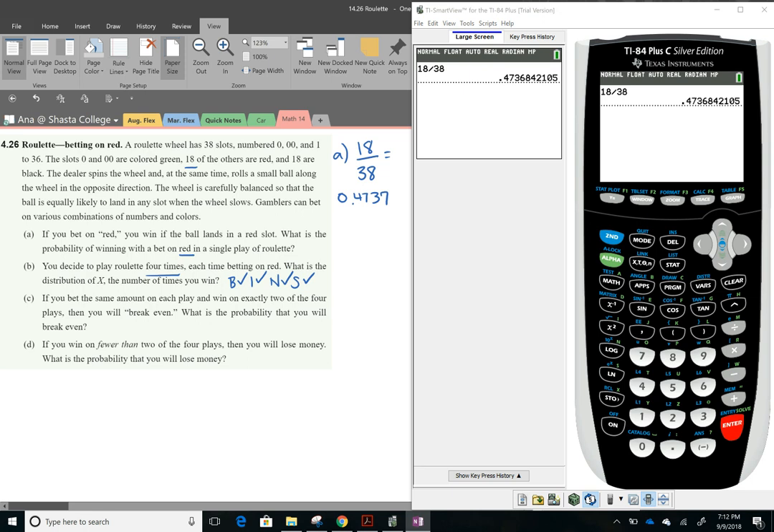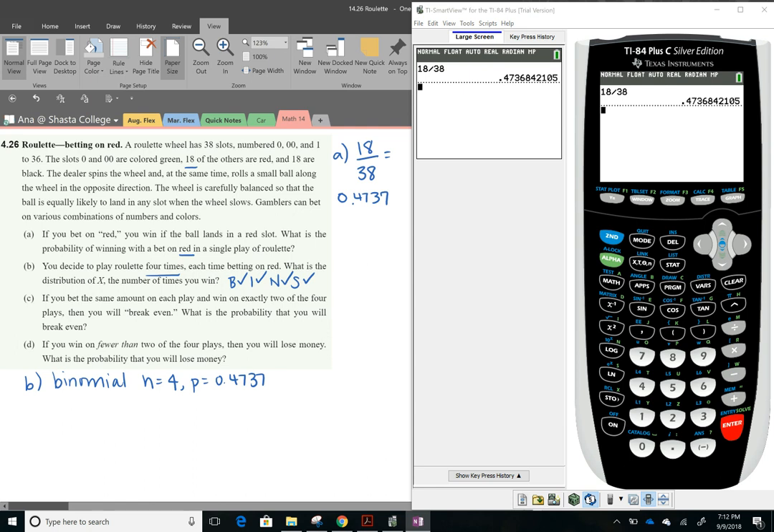This is a binomial setting, and the distribution of x, the number of times you win, is binomial with n equals 4 and p equals 0.4737.